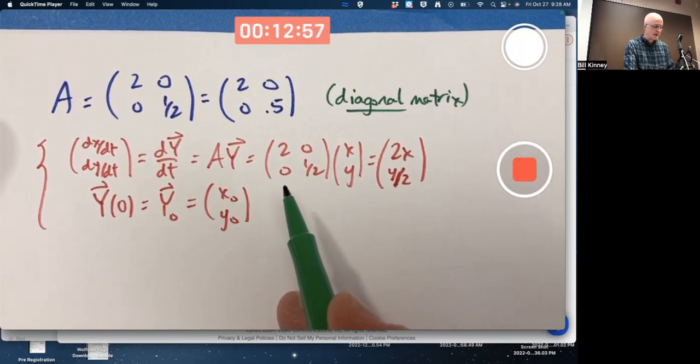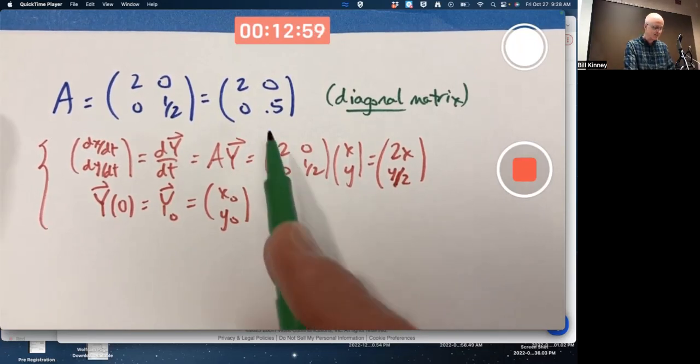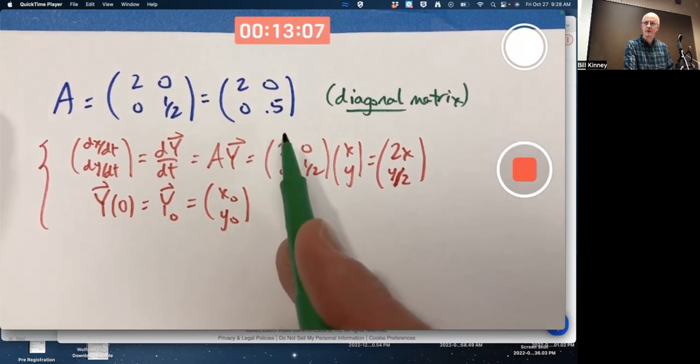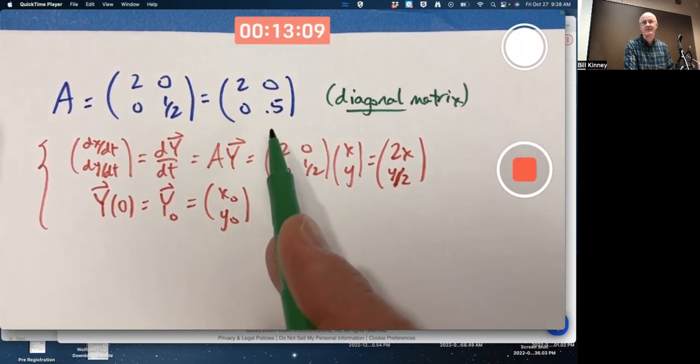In this problem, the matrix A is diagonal. Every entry off the main diagonal from the upper left to the lower right is a 0. The numbers on the main diagonal from upper left to lower right are non-zero. They don't have to be non-zero. They could be 0, but in this case, they're non-zero.